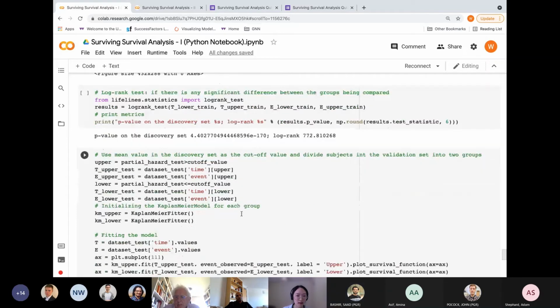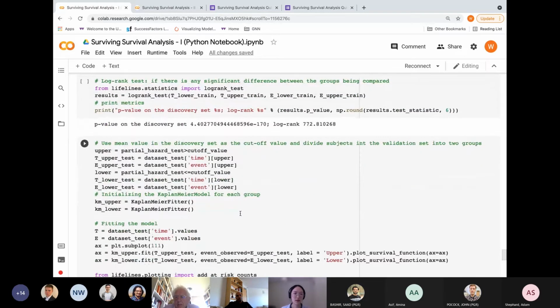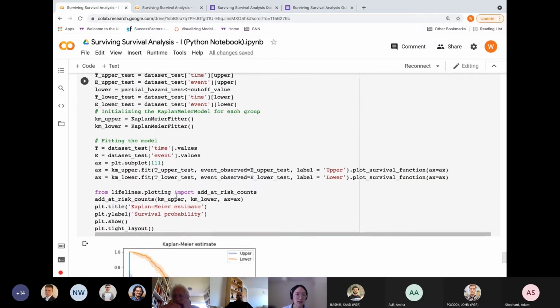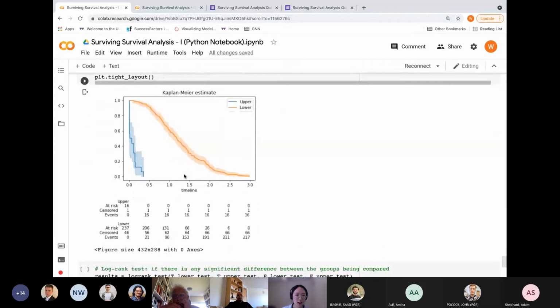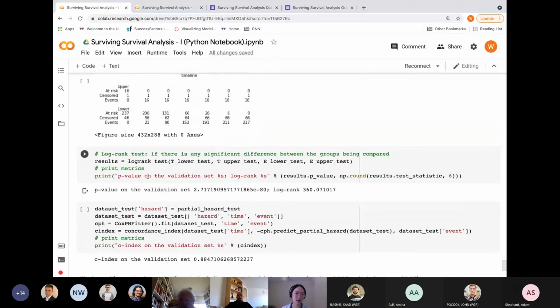Yeah, and then we need to see its performance on this test data set. So here we use the same cutoff value that we get from this training data set and divide this test set into two parts. Then we can again fit this Kaplan-Meier curve on these two groups and calculate this p-value here. So we can still get one statistically significant p-value here.